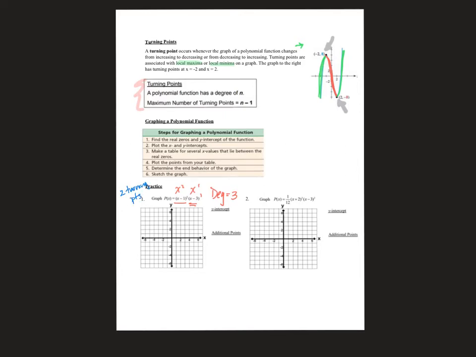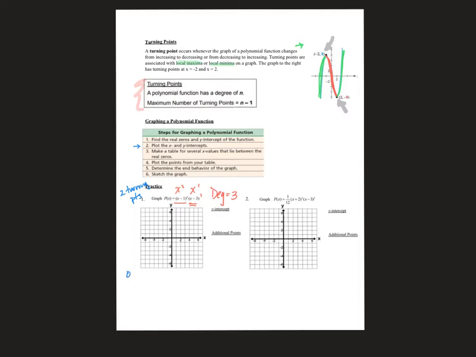All right. Let's go from there. Find the real zeros and the y-intercept of the function. Well, the real zeros are also referred to as the x-intercept. So we're kind of doing these two steps at the same time. To find the x-intercept, you plug 0 in for y. So my p of x represents my y there.